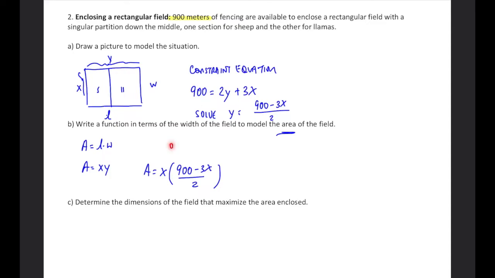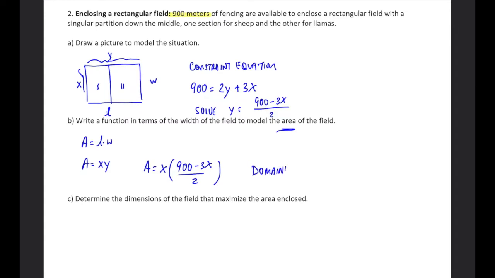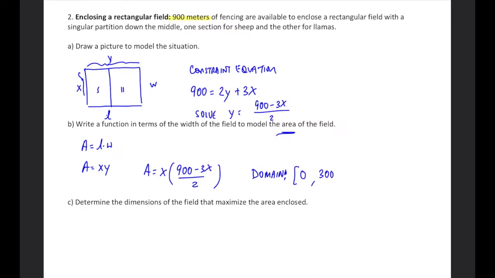That is a polynomial because we have x multiplied by x. Now we could multiply this out and get something in standard form, but I'm just going to leave it in factored form. And what I want to think about is, what's a reasonable domain? Now the shortest x can be is if everything's y. So really the shortest that x can be is 0. What's the longest value that x could be? Well, the longest x could be is if y is equal to 0. And so if y is equal to 0, that means 3x makes up the entirety of 900, or x would be 300 at maximum.